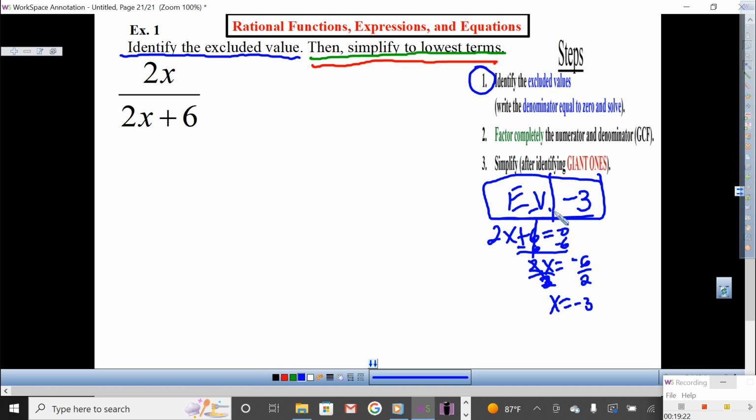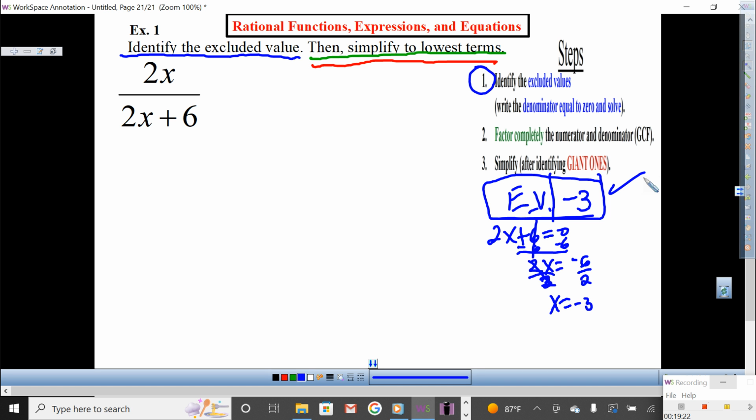Now, before you copy, let's understand what that is. Mr. Q, why is it called excluded? Well, because if I take this number and substitute it for x, what is -3 times 2? -6. What is -6 plus 6? 0. Can we have 0 in the denominator? No, that's why this is excluded. We can't use it. We need to identify it so that we don't use it.